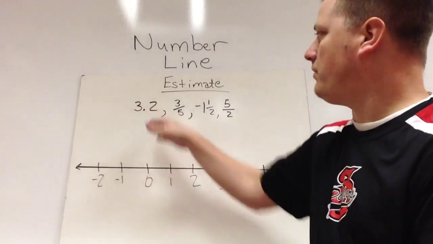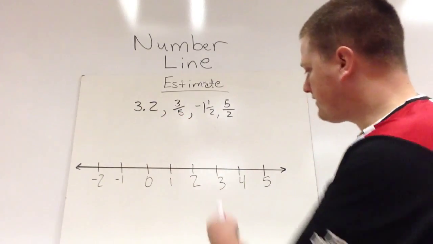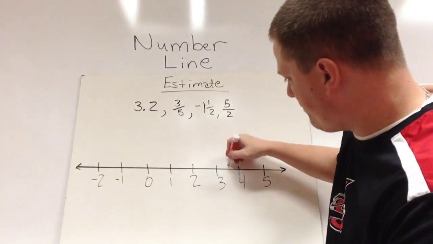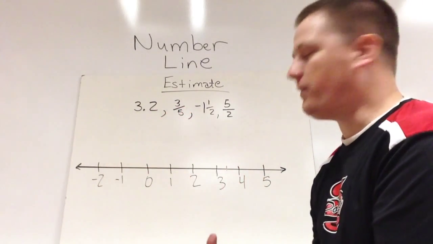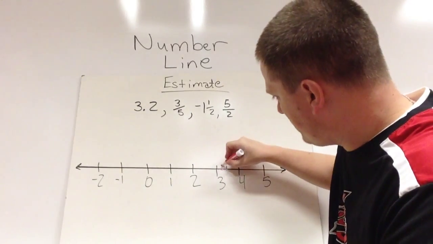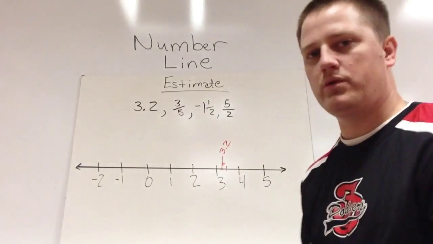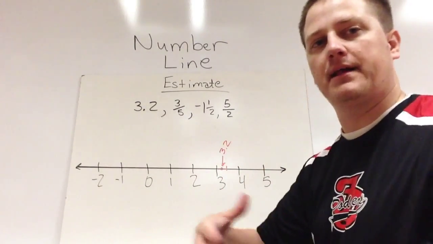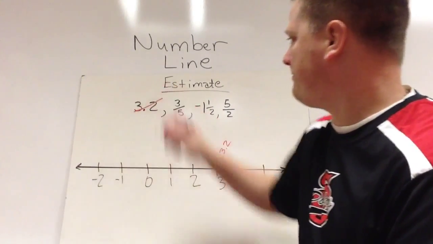So we're going to start with 3.2. Well, because of the 3 and because it's positive, what we know here is it's got to be between 3 and 4. Well, halfway is our 0.5. 0.2 is smaller than 0.5, so 0.2 has to be somewhere around here. So we're going to say that that right there is 3.2. Again, it's all an estimate. We're just going general. Is it smaller or bigger than a half? About where does it go? Okay, so we've taken care of that.